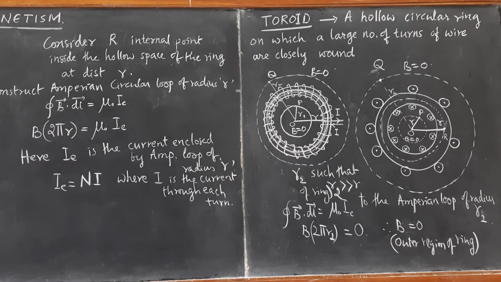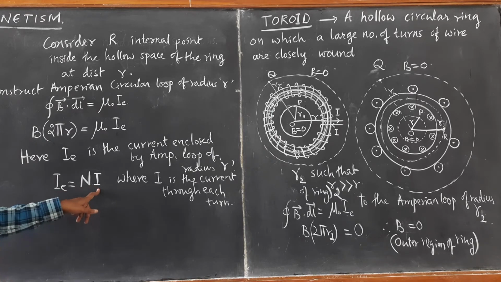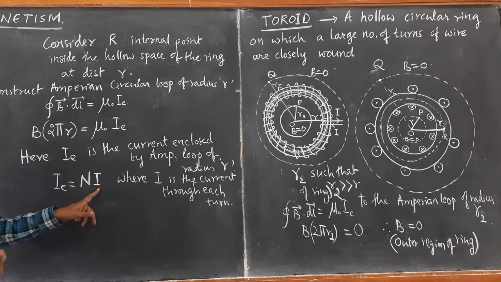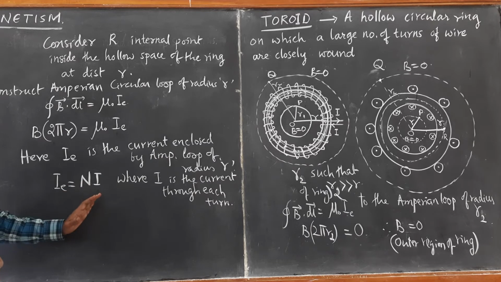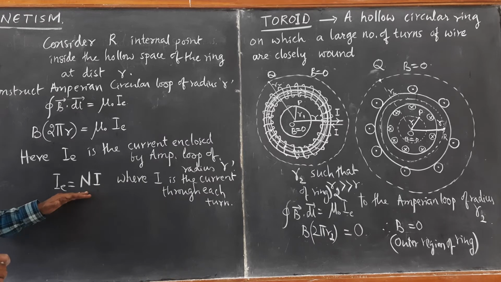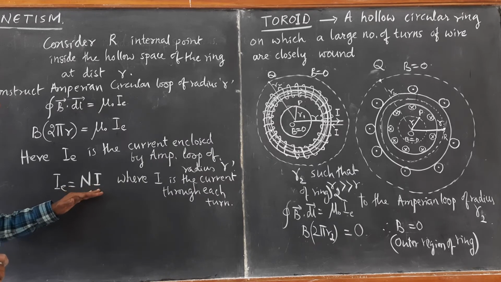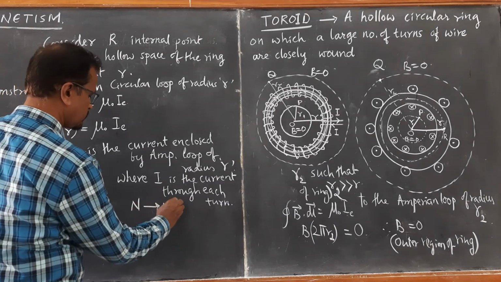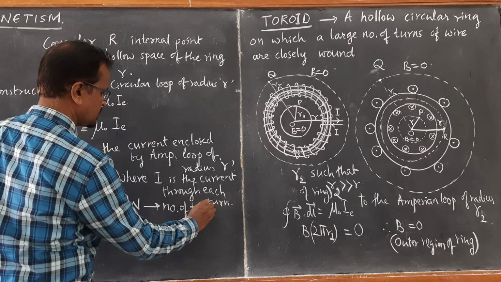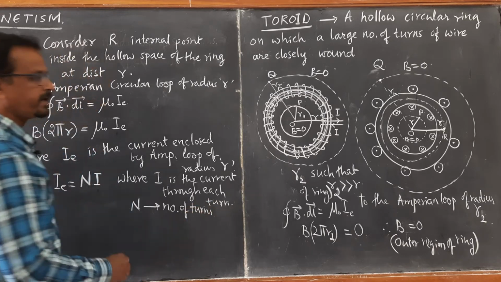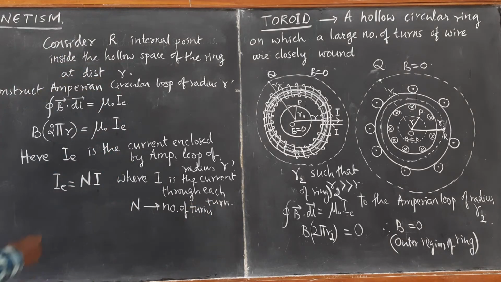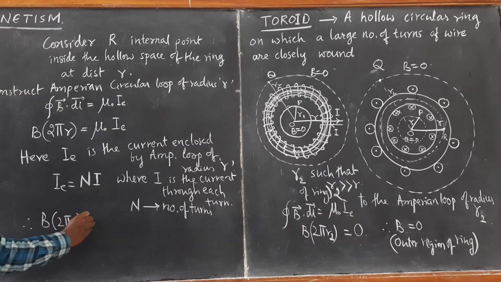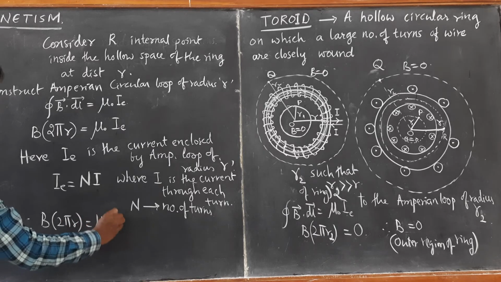Per turn the current enclosed is I, therefore for the total number of turns, which we have assumed is N, it is N times I, where N is the total number of turns of the winding of the toroid. Therefore, if you substitute, we get B into 2 pi r is equal to mu naught times N I.